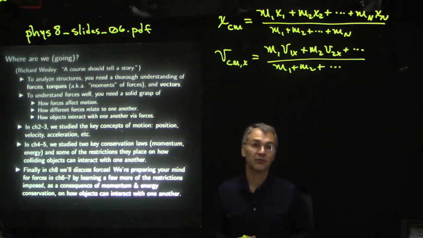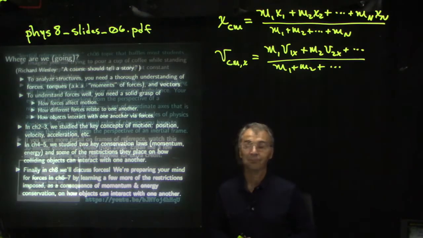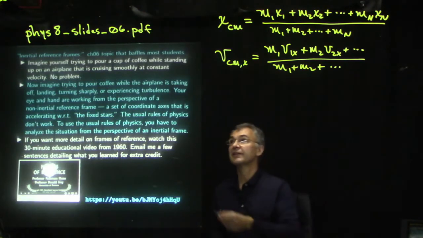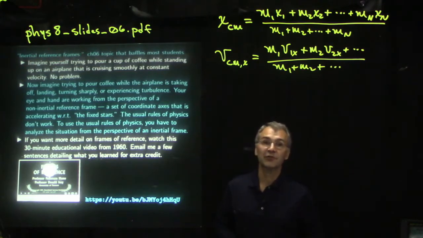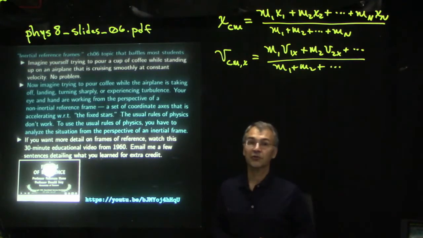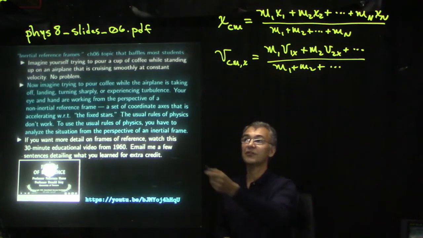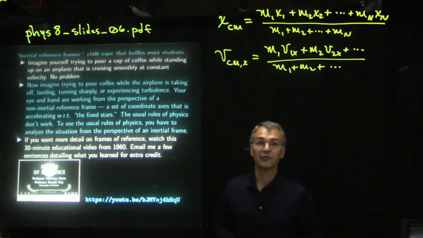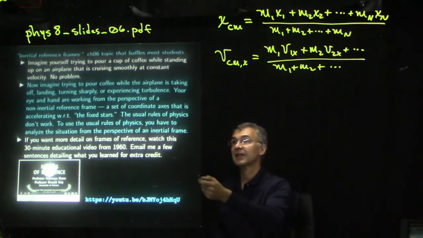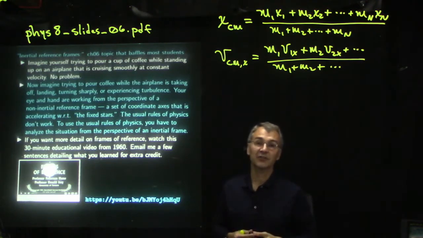So we'll see what the consequence of that is for forces. Okay, now there is a key concept in chapter 6 called inertial reference frames. And this is a chapter 6 topic that baffles most students. And you say, what is an inertial reference frame?